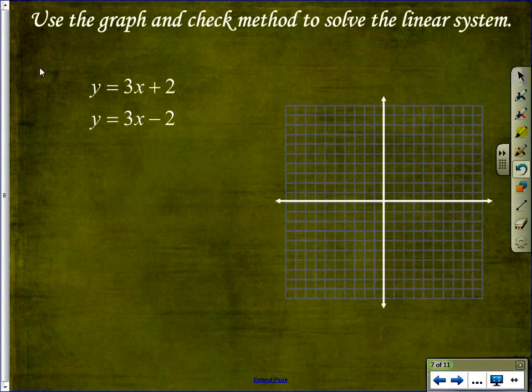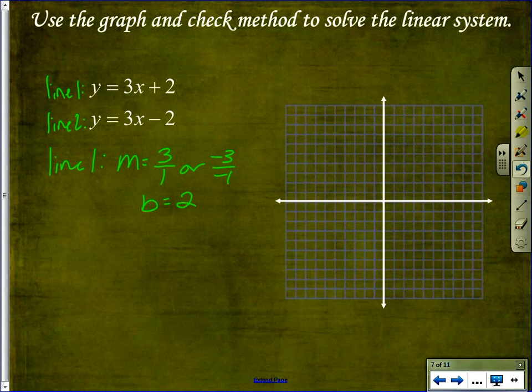Nice. So I have line 1 and line 2. So they're already in slope intercept form. So line 1, what is my slope? And my y-intercept? 2. So if we graph it, we go up 2, up 3 over 1, down 3, back 1, line.